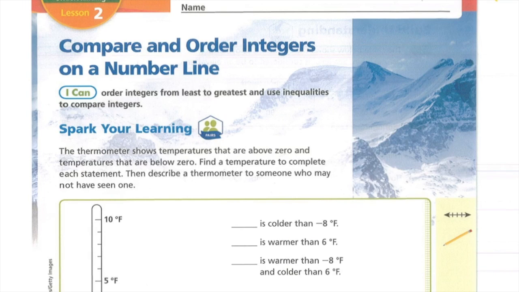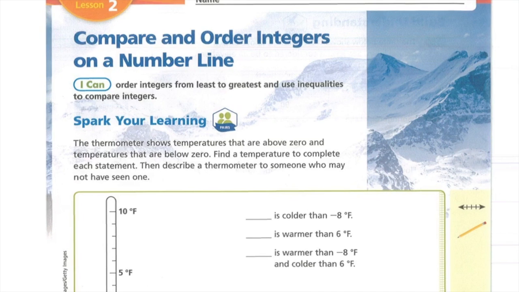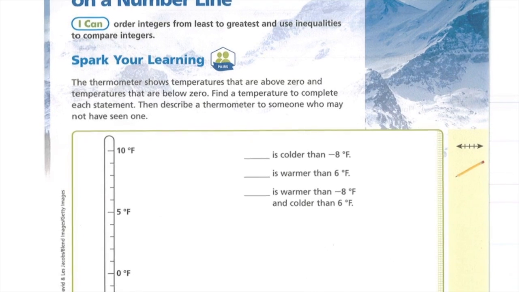This is lesson 2, compare and order integers on a number line. Make sure you have your textbook open to page 13. Today, we're going to order integers from least to greatest and use inequalities to compare integers. We're going to start with the Spark Your Learning.